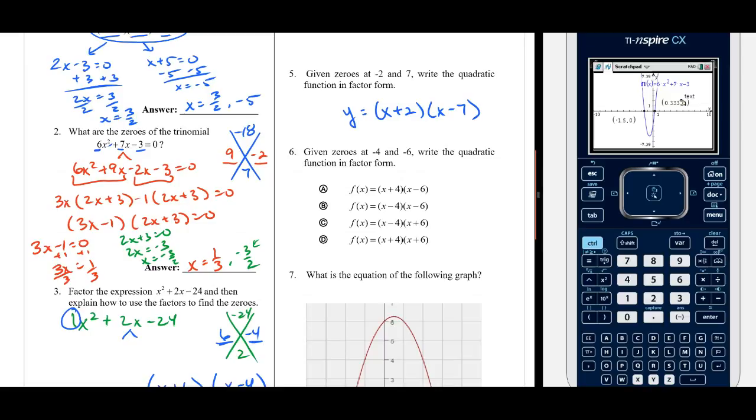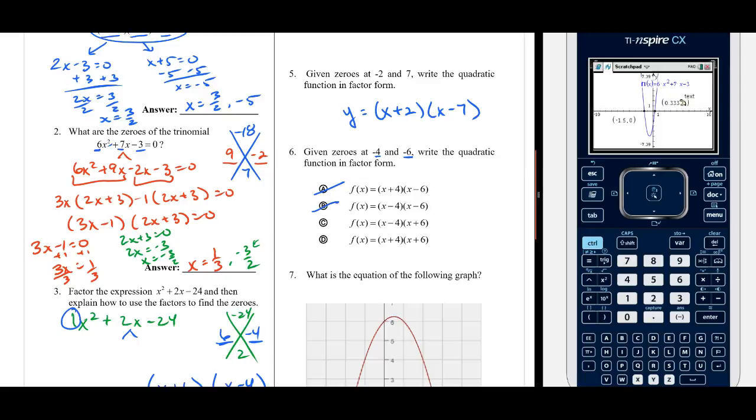One more. Given zeros at negative 4, negative 6, write the quadratic function in factored form. Again, which one of these A, B, C, or D correctly gives you an answer of 0 when you plug in either negative 4 or negative 6 into them? So negative 4 plus 4 is 0, so that's going to work. But negative 6 minus 6 is not 0, so A is out.